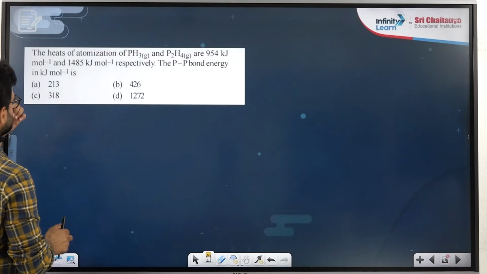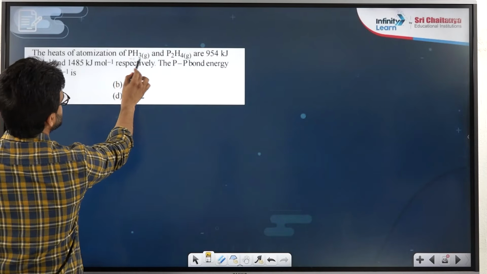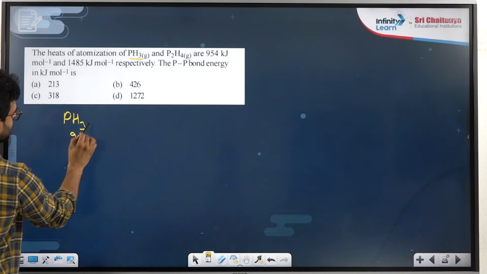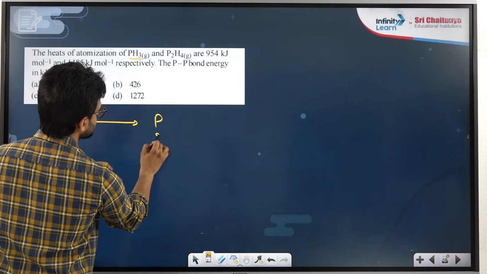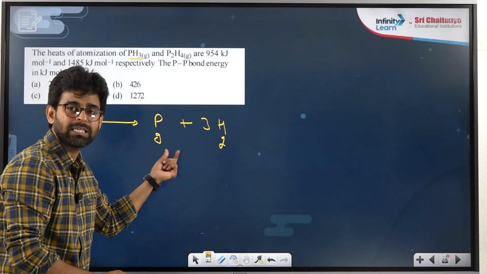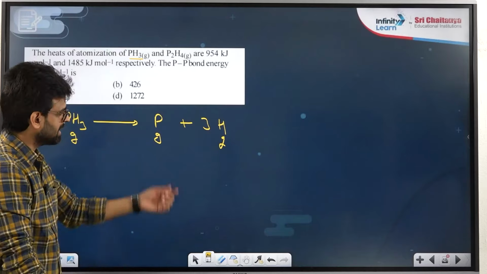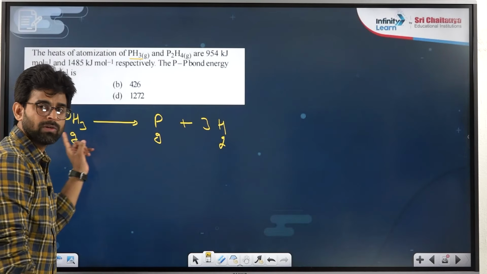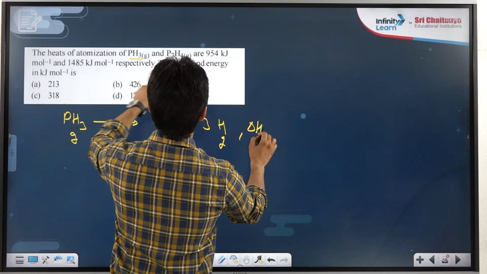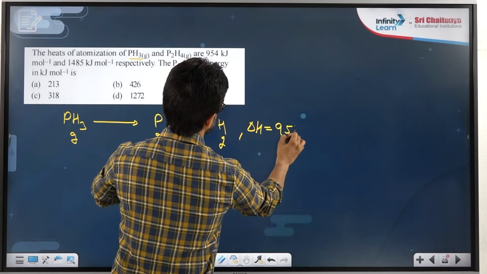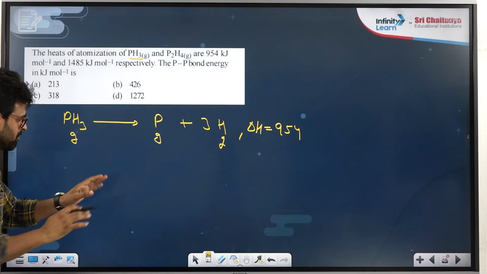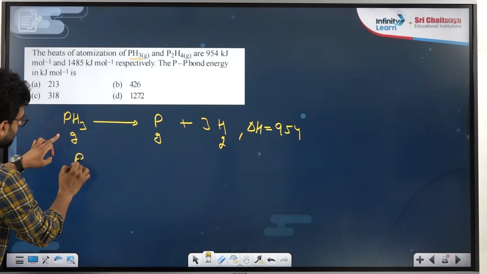So what have they given to us? Understand? Atomization of PH3 they have given. So I am converting PH3 gas into P gas here, and here 3 hydrogen. I am not writing H2 because I have to keep every atom separate, right? Every atom separate. For this they have given the delta H value for PH3, 954. Fine.